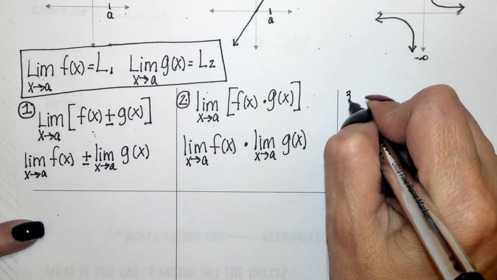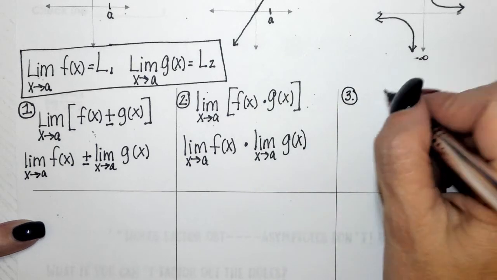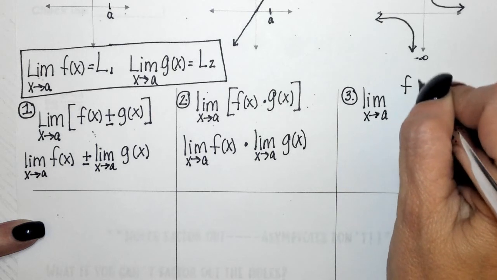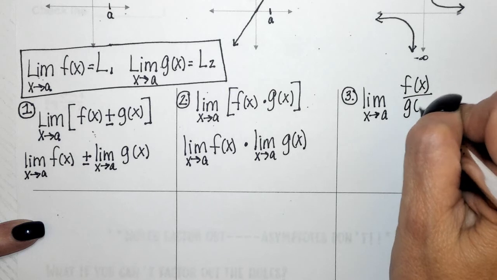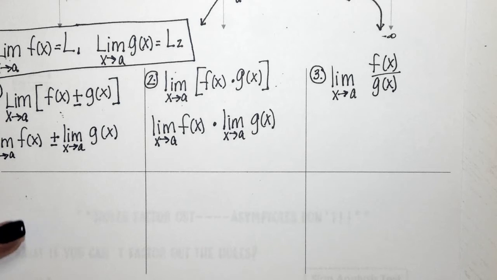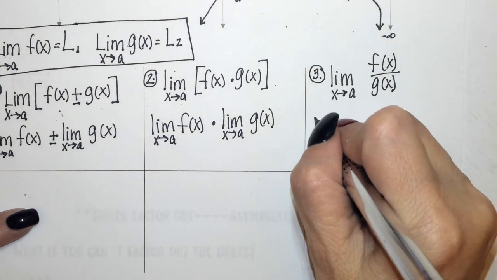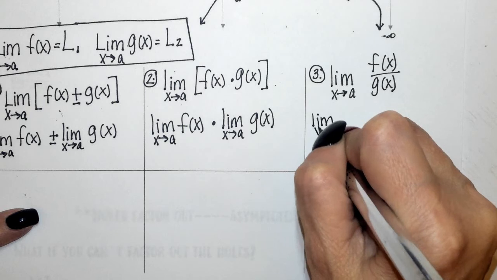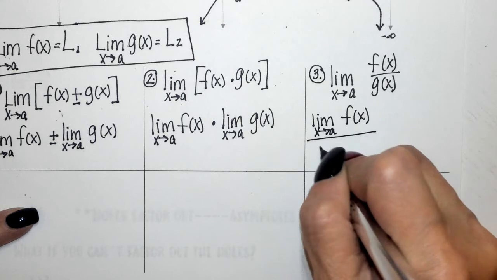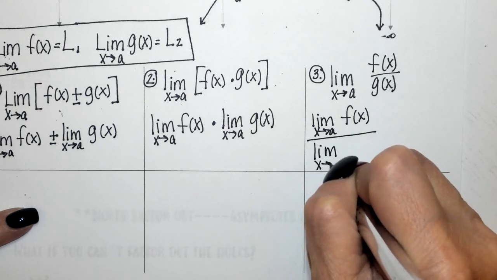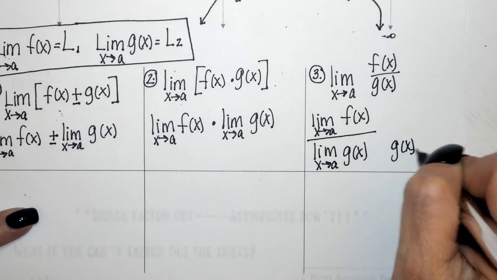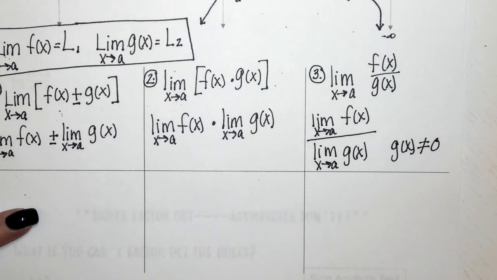All right, the third one is division. The limit as x approaches a of f of x over g of x. Now you might be thinking, well, we can't have a denominator issue, and you're right, we're going to have some boundaries. I'm going to take the limit as x approaches a of f of x over the limit as x approaches a of g of x. And the limitation is that g of x cannot be 0.